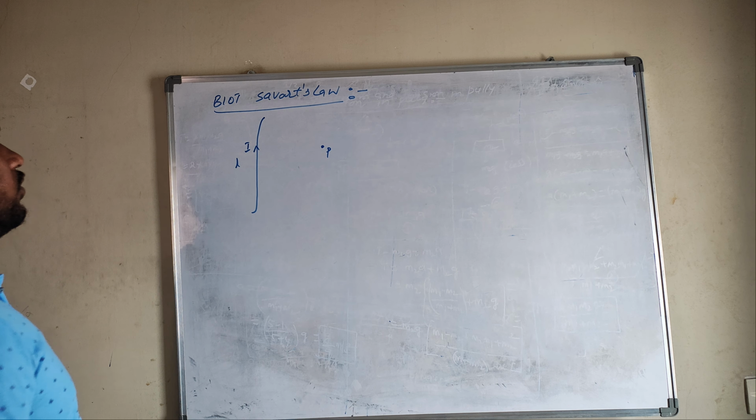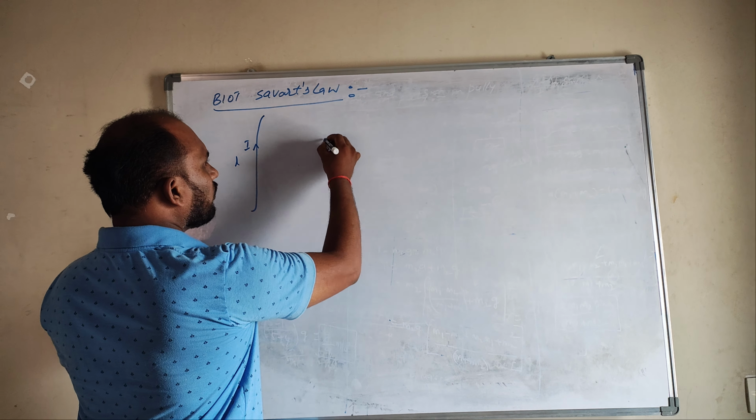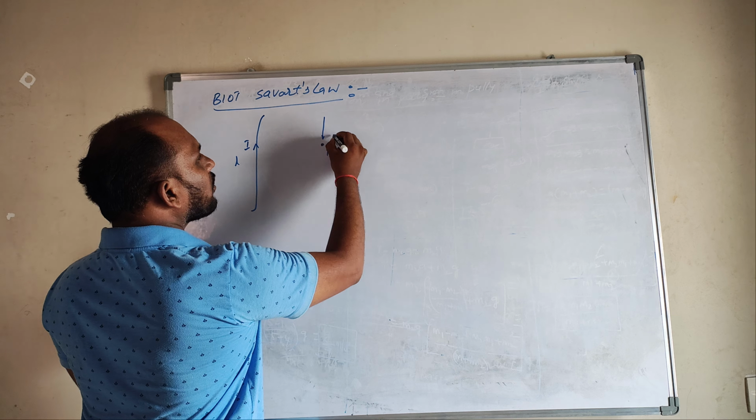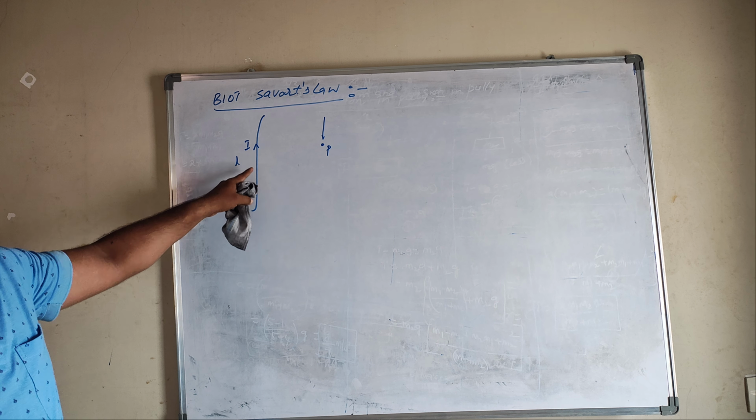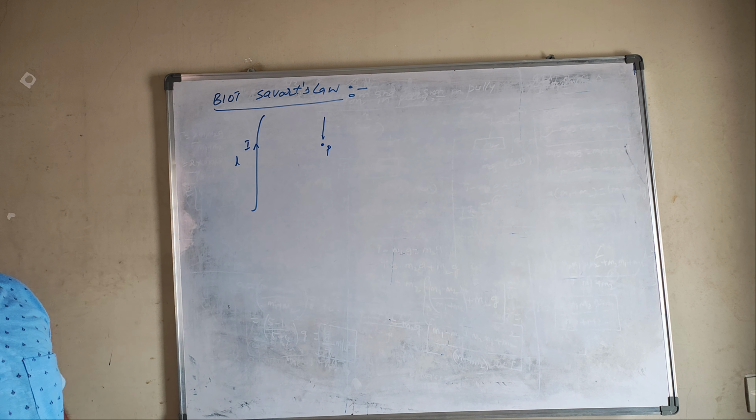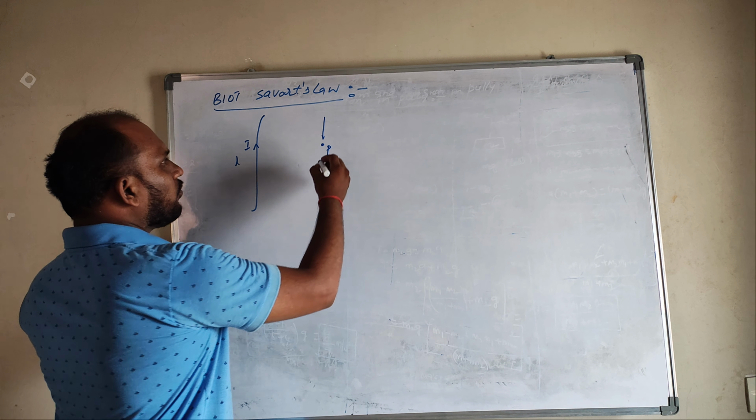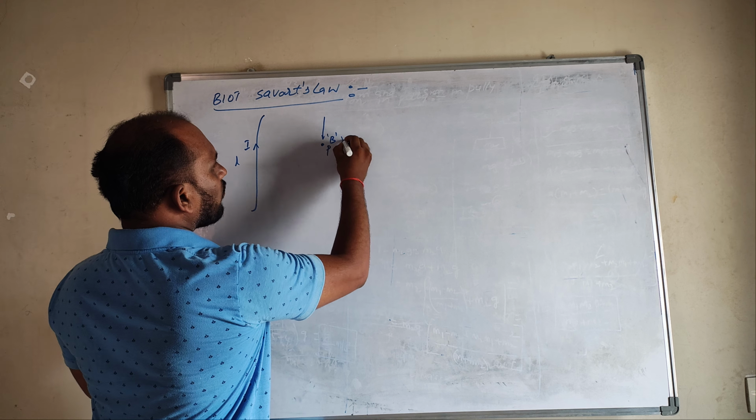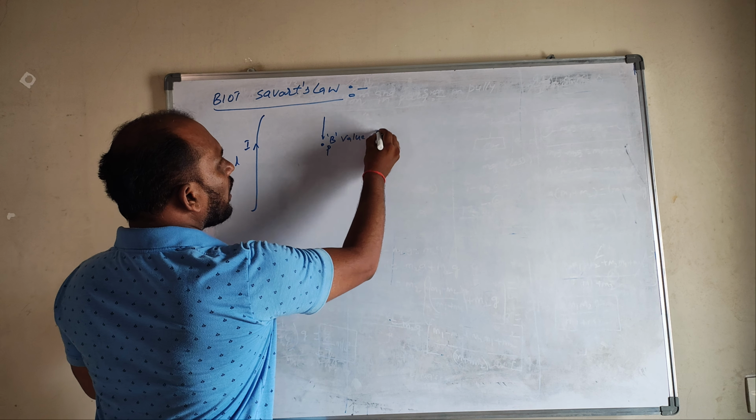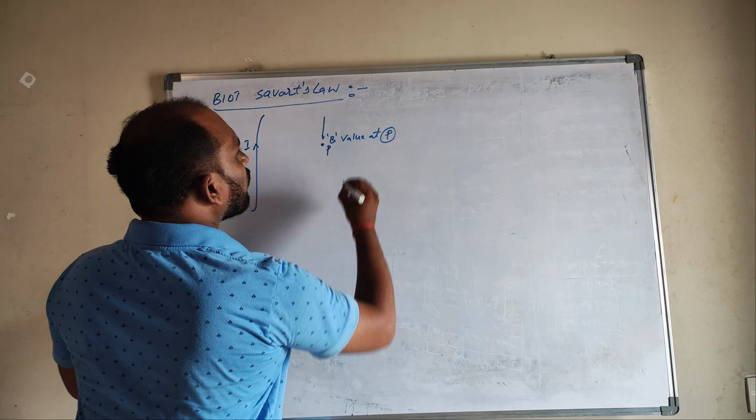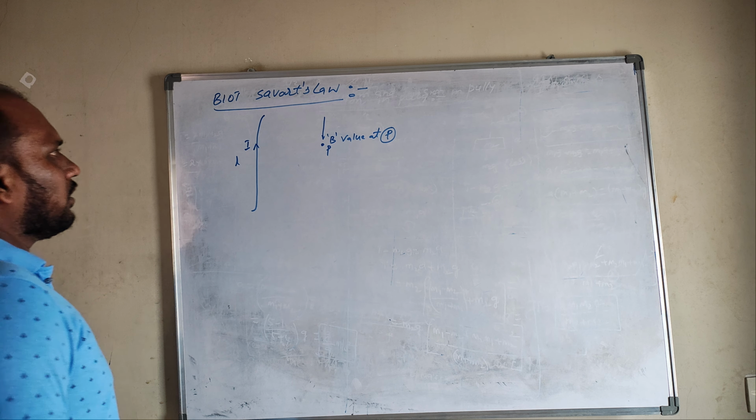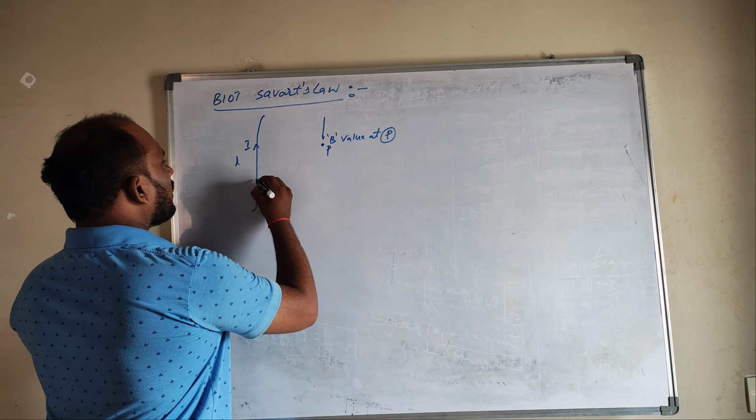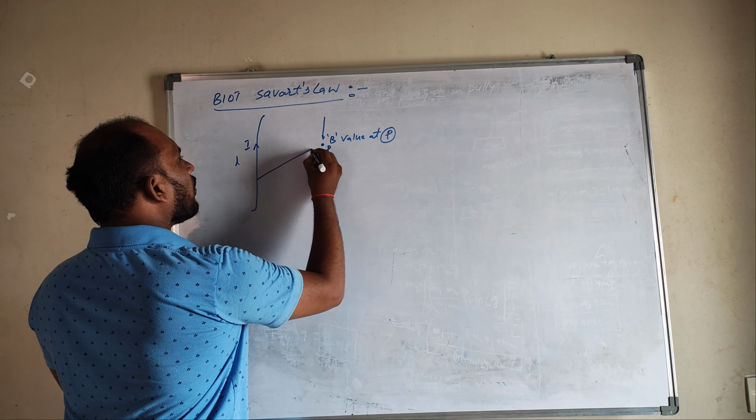I want to find out how much magnetic field is experienced at this point from the conductor carrying current I. That is the main motto of Biot-Savart's law. So I want to find out the B value at P. That is my main motto. For that, I am doing something.